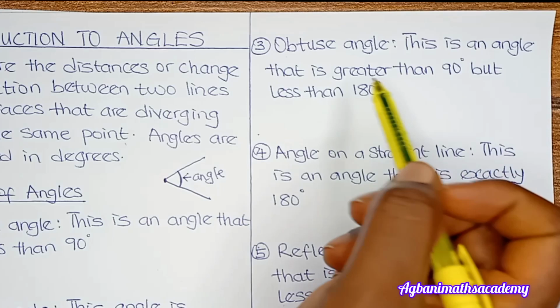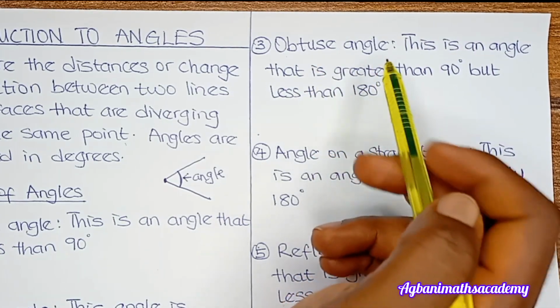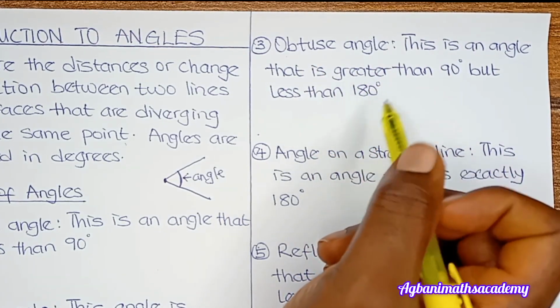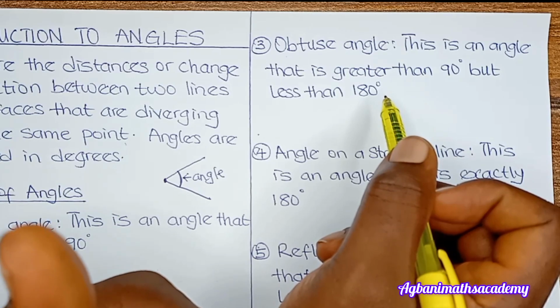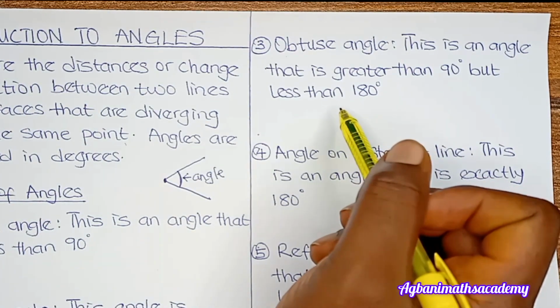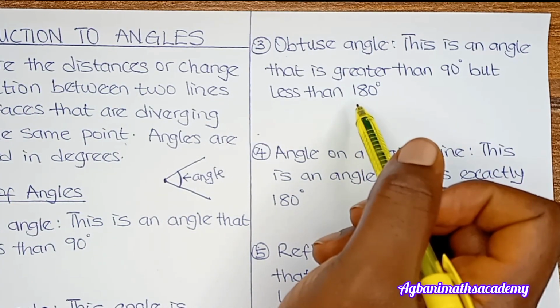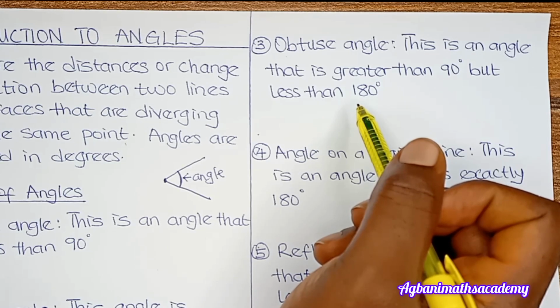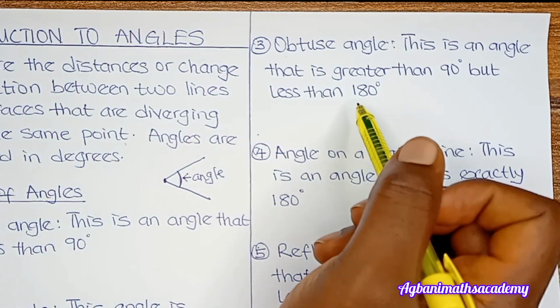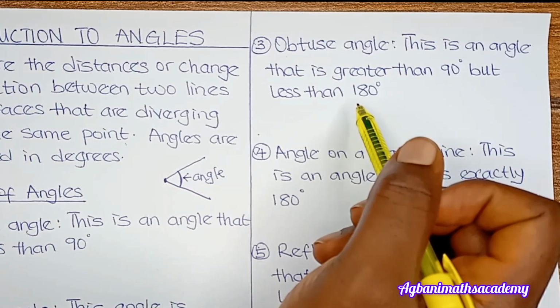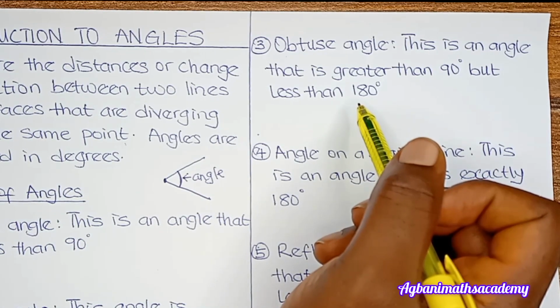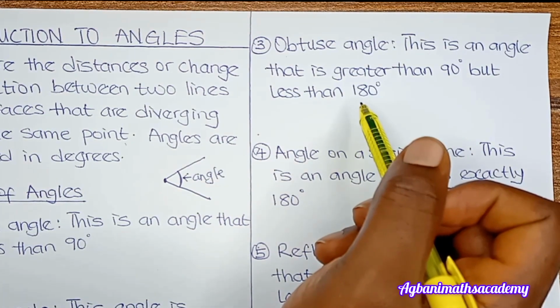The other type of angle that we have is the obtuse angle. An obtuse angle is an angle that is greater than 90 degrees but less than 180 degrees. So when an angle is greater than 90 degrees but less than 180 degrees, that angle is an obtuse angle. Examples are 120 degrees and 169 degrees.